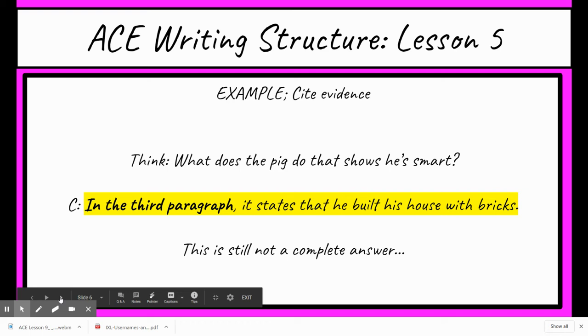Notice I did not say why that shows that he's smart yet. That's your elaboration. Try not to put that into your evidence. Keep it simple. Keep the evidence simple. Remember, evidence is something that you can completely seal in a bag. Can I take out the third paragraph from the story, make a copy of it, put that copy in a bag, and show it to a lawyer? Absolutely, I can. Can I take my jury over, point to paragraph 3, and show them? Absolutely. So just keep it simple with the evidence.